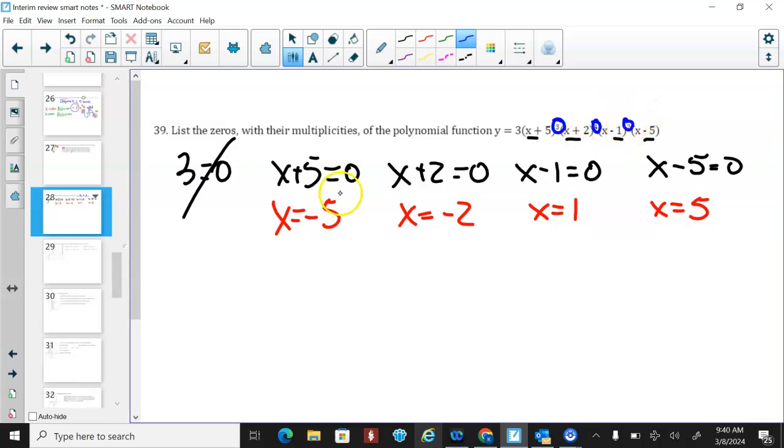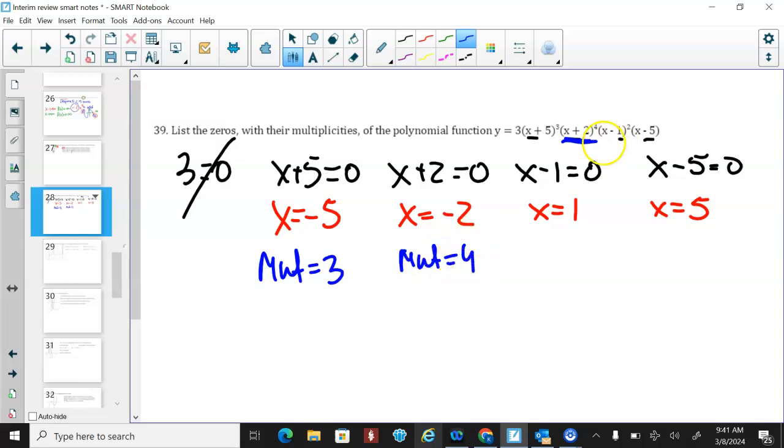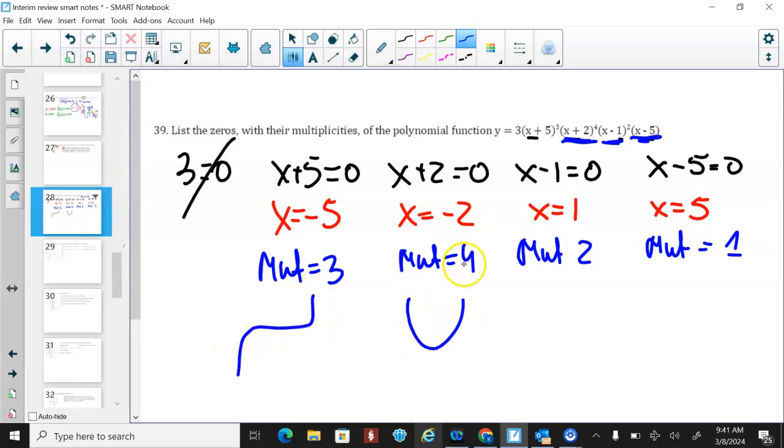So obviously, the multiplicity for negative 5 is 3. The multiplicity right here for negative 2 is 4. The multiplicity for 1 is 2. And the multiplicity for 5 is 1, because there is nothing there and it's assumed to be 1. So again, this will be a slide, this will be a bounce, even though it's 4, it's an even. This will be a bounce, and this will be a slide.